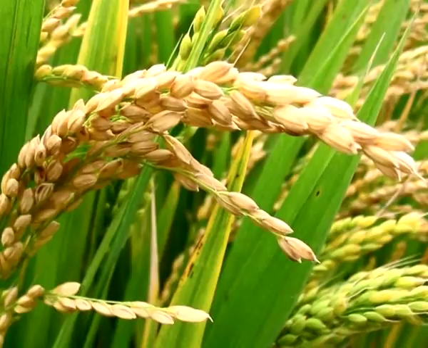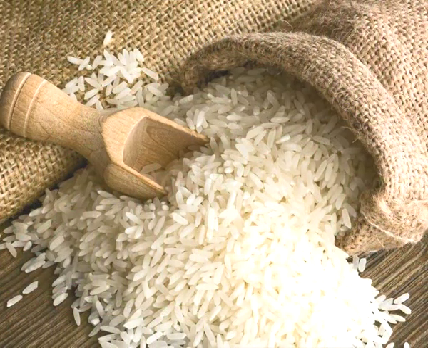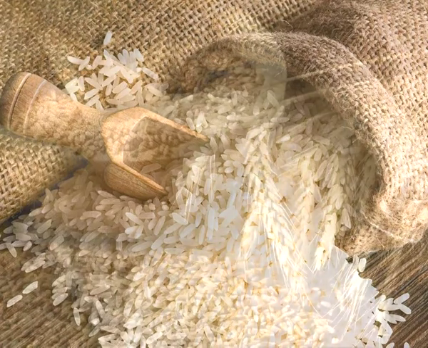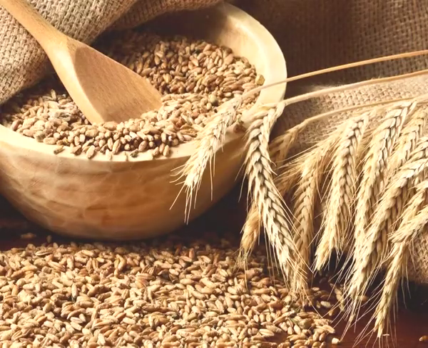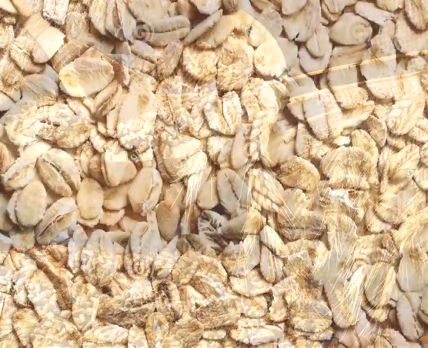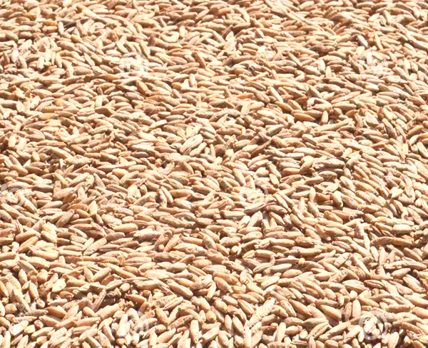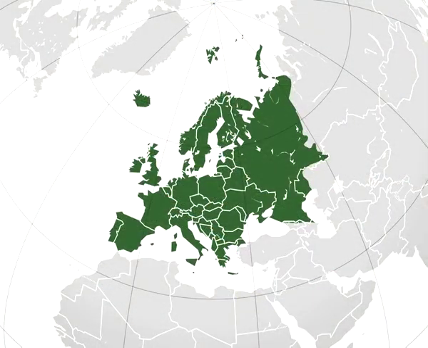Now, different types of cereals are grown in different climatic conditions. For example, rice is grown in the subtropical and tropical areas of the world like Asia, etc., whereas wheat is grown in the temperate regions of the world, and oats and rye, etc., are grown in the northern and the eastern European region.